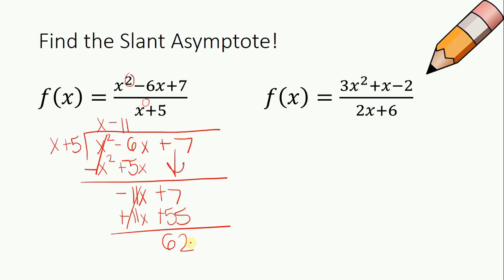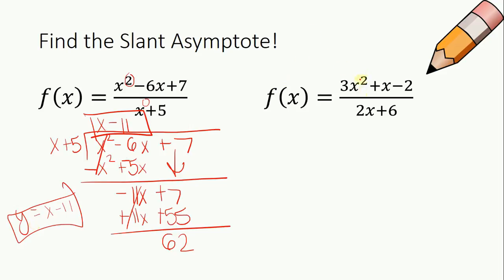Here's the cool thing. Slant asymptotes, all you need is this piece right there. You do not need the remainders. All you need is the equation that comes out of it. So the slant asymptote's equation is y equals x minus 11. That is the slant asymptote, which you could graph. You've done it before. You can graph a linear equation. That would be the slant asymptote.